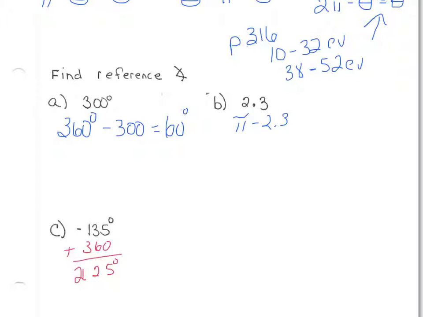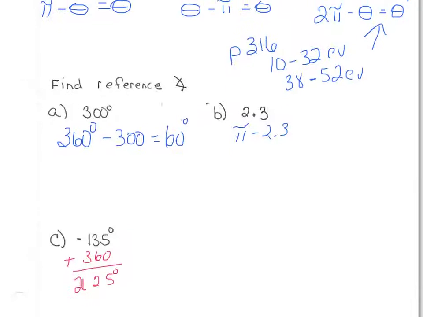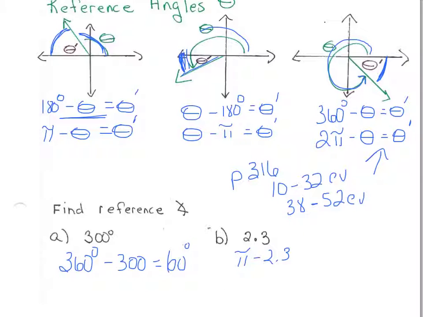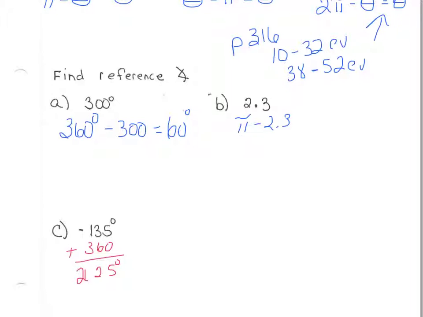What quadrant is 225 degrees in? Quadrant 3. So if we're in quadrant 3, how do we find our reference angle? Theta minus 180. So this would be 225 minus 180, which means we have a 45-degree reference angle. So when you have a negative angle, the easiest way is to change it to a positive coterminal angle, and then you can figure out which quadrant you're in.